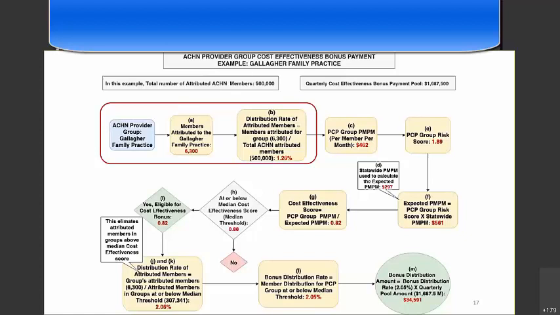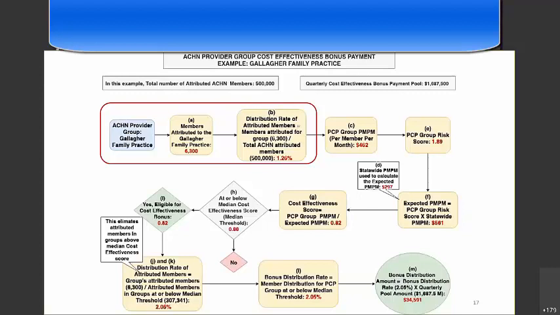Before we get to our first process step, step 1, which is member attribution, I'd like to remind you of 2 primary assumptions in this example. First, we are assuming a total number of statewide ACHN members attributed of $500,000. We are also assuming a quarterly cost-effective bonus payment pool, in this case, of $1.687 million.